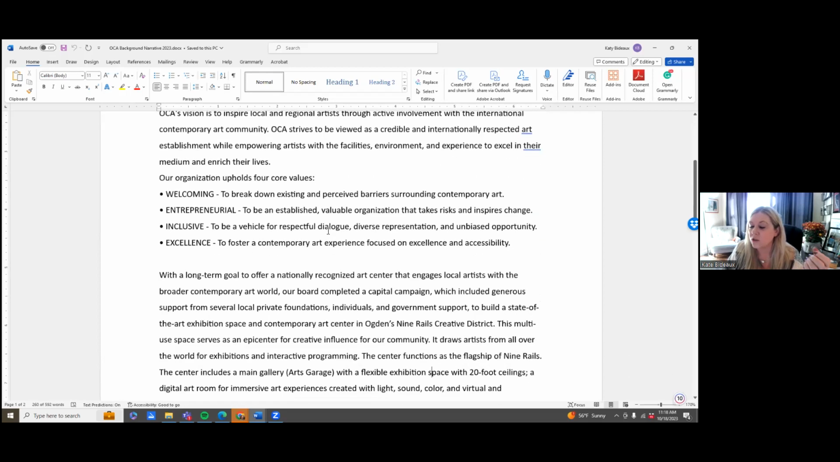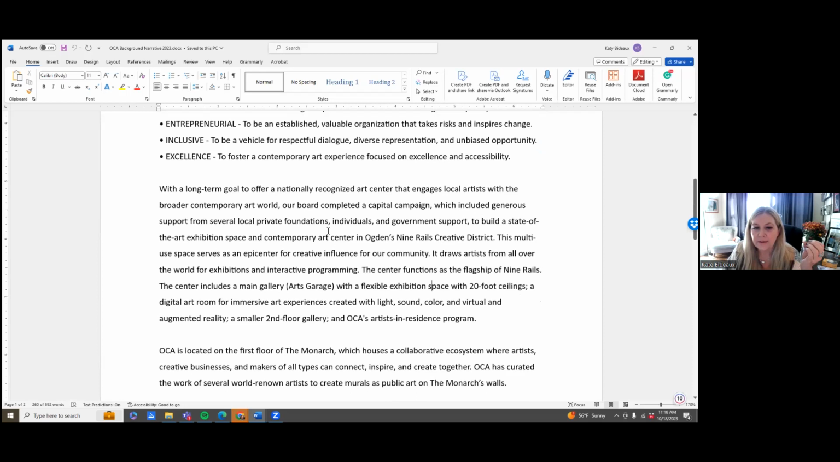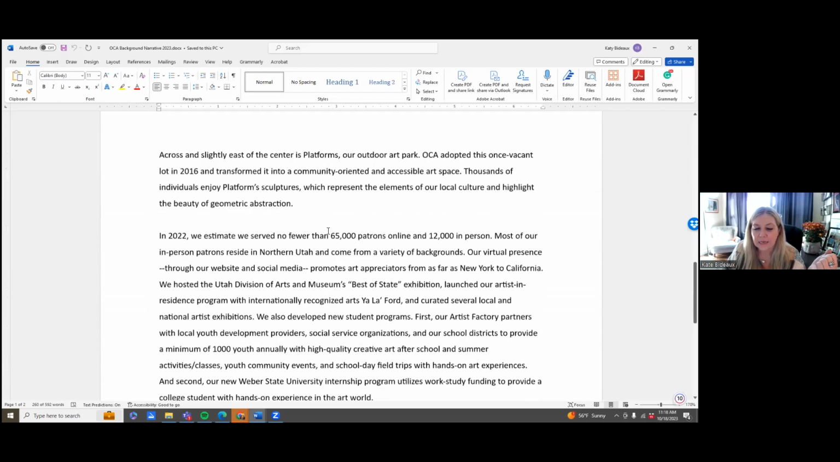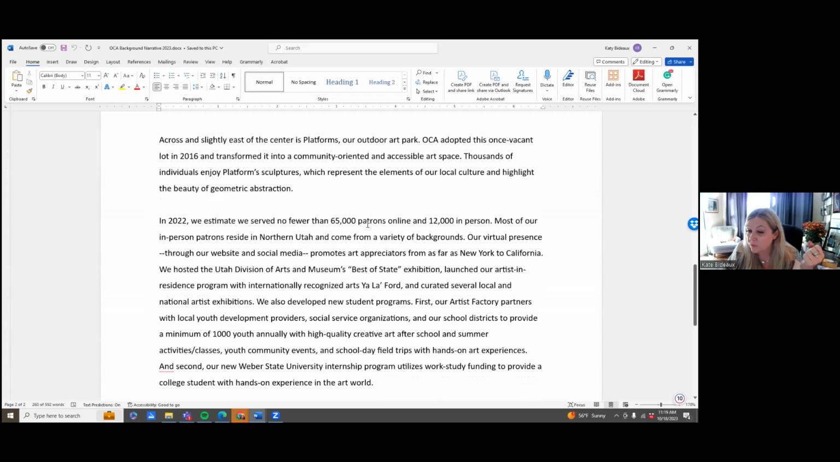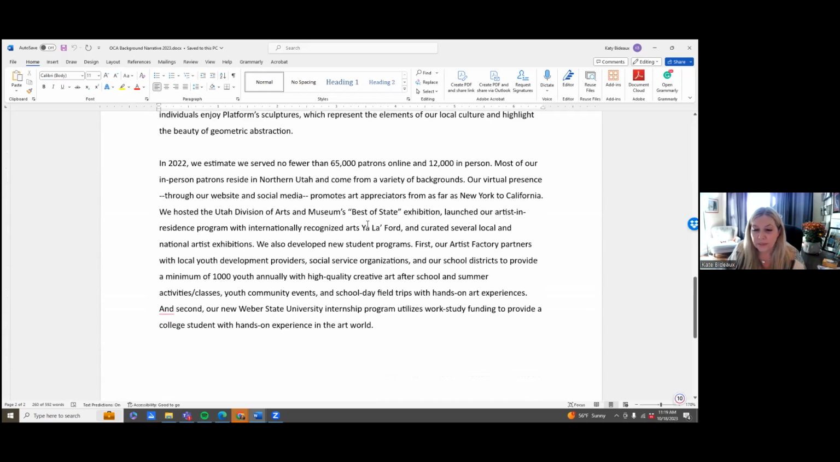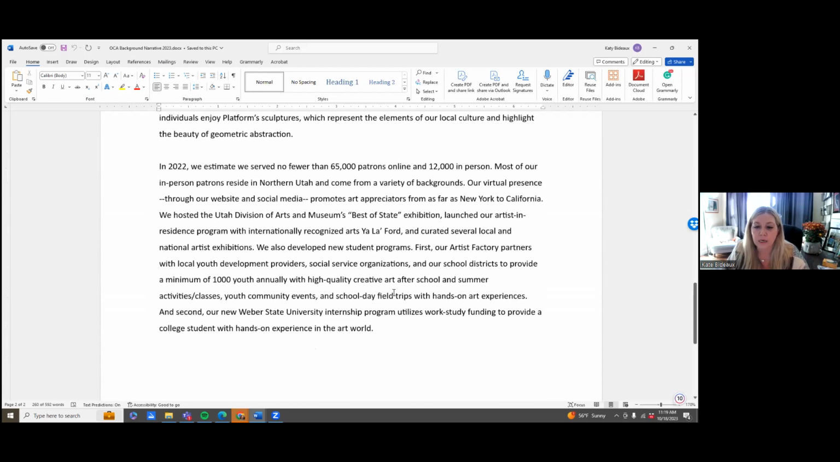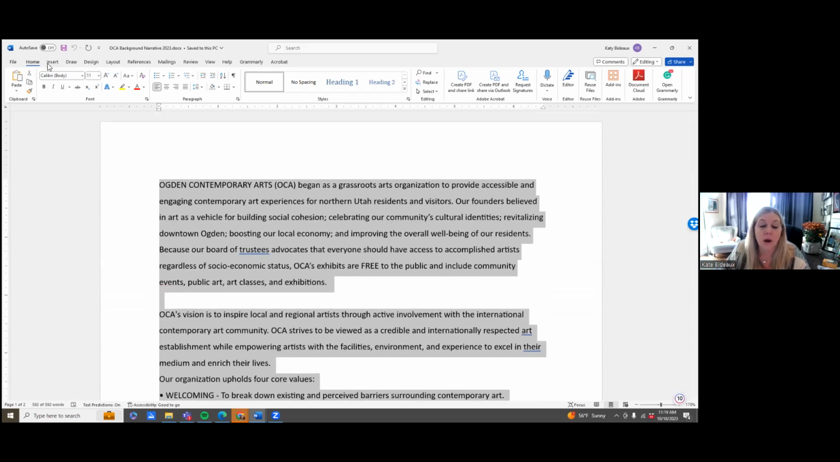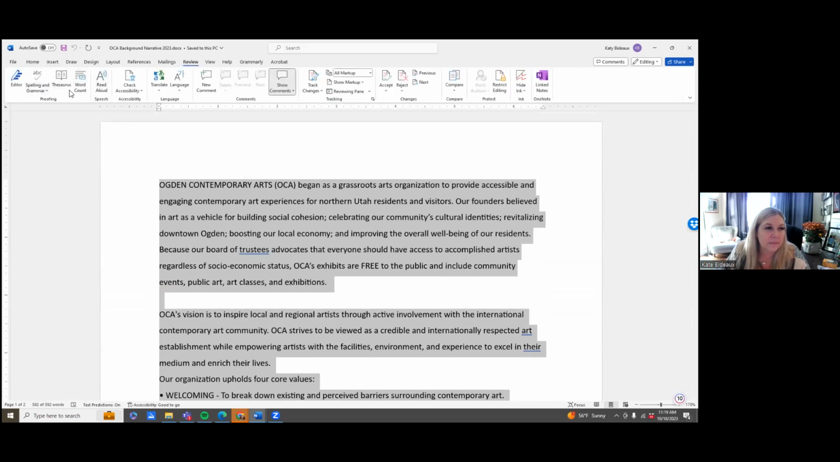It has their values in it, their mission, their vision. It has what their goals are, where they're located. It has how many people they served. Some highlights of what they've done and really outlines the purpose and what their activities are, right? So, but it's super long. So if I look at this one right here that I wrote, I was like, oh my gosh, this is so great. And I looked at it and I did my word count up here and it is 592 words.